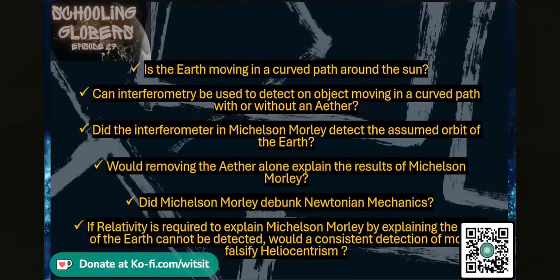Okay, did the interferometer in Michelson-Morley detect the assumed orbit of the Earth? No. Okay, so then would removing the ether alone explain the results of Michelson-Morley? No, because we just established that it can detect the motion of an object in a curved path even without the ether. So just getting rid of the ether wouldn't explain why it didn't detect the motion of the Earth, the assumed orbit of the Earth, right?